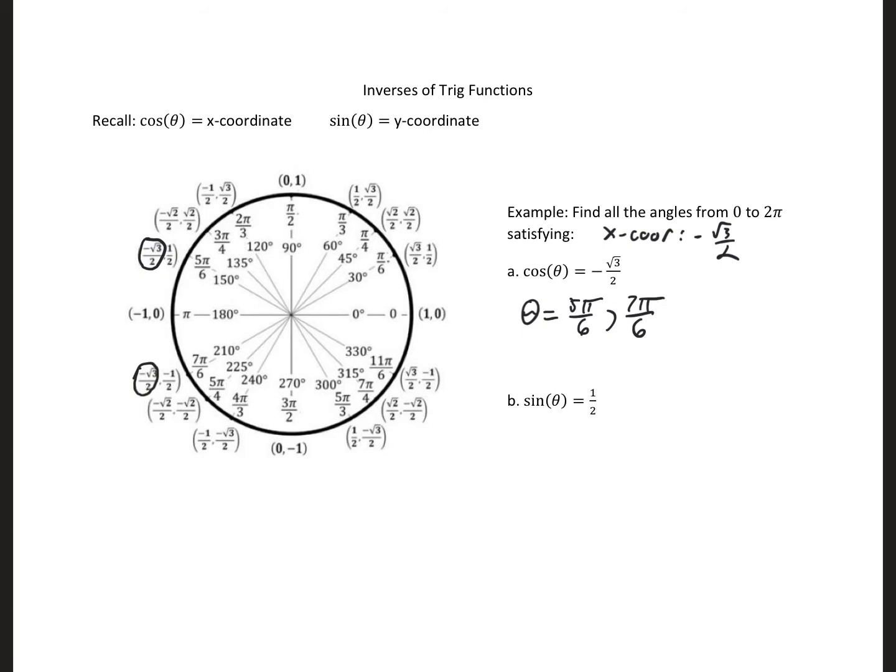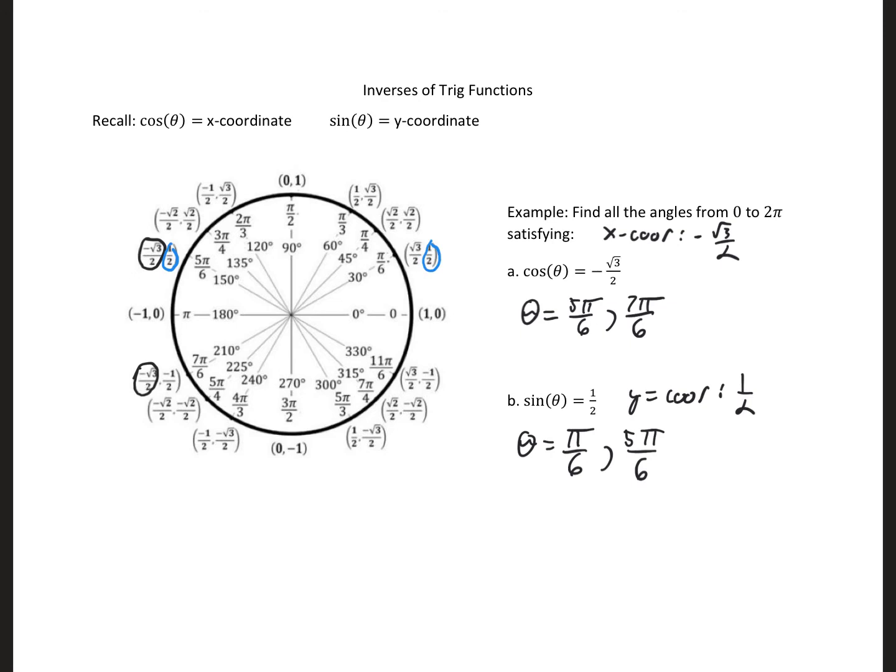If we want to know all the places where sine of theta equals 1/2, remember sine of theta is equivalent to the y-coordinate. So we want to know where the y-coordinate is 1/2. And this will actually happen in two places. Here y is 1/2, and here y is 1/2. So this happens when theta equals pi over 6 or 5 pi over 6.